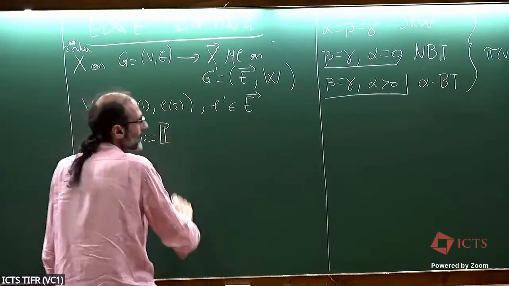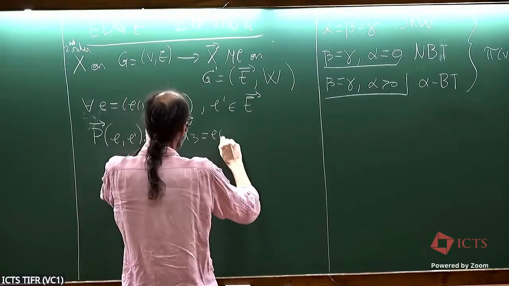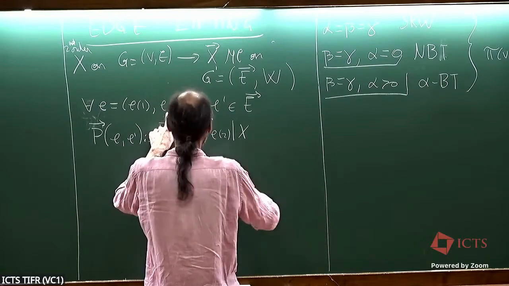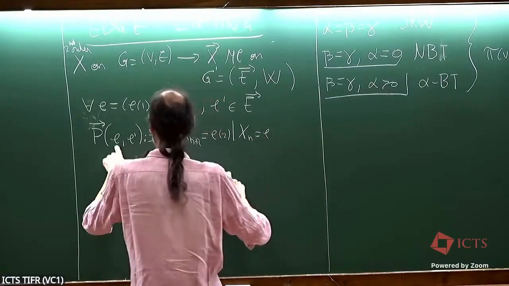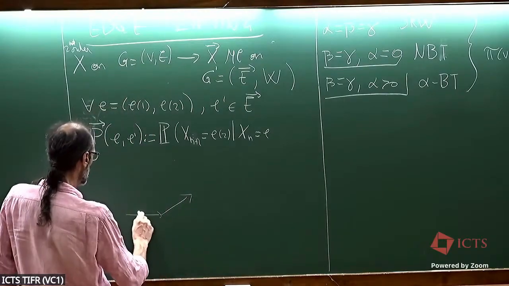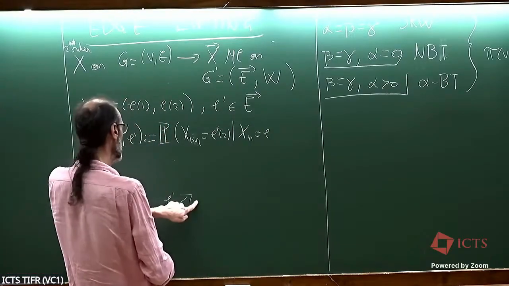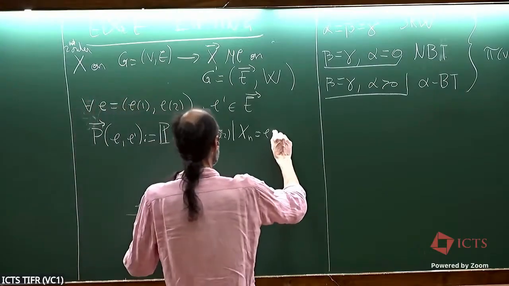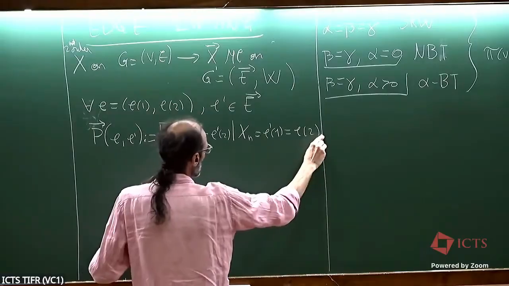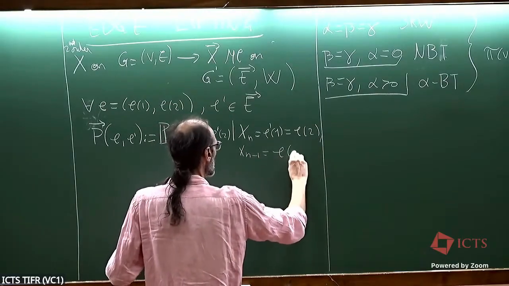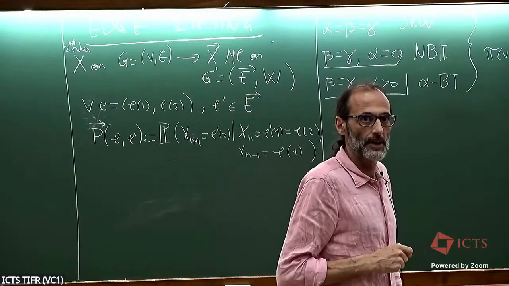This is nothing but the path measure associated to the original process, that after three steps you are in E2, given that, but more generally, for every time n, you go from E to E prime, where X_n is equal to E prime 1, the endpoint of E, and X_{n-1} is equal to E1. So this is formally the definition of this Markov chain on the space of directed edges.